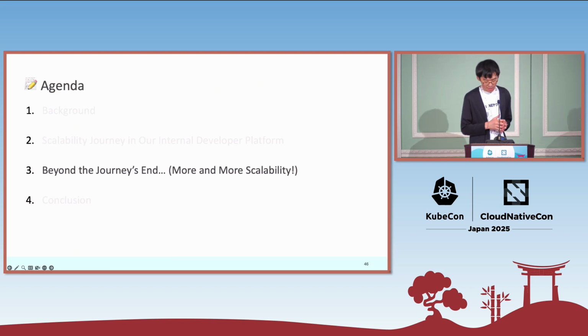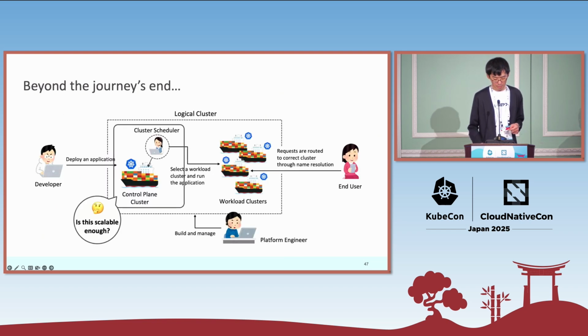Now, in the third section, I'd like to introduce the challenges we are currently facing and how we are approaching them. The challenge we are facing now is the scalability of the control plane cluster. Even in a multi-cluster setup, we cannot increase the number of control plane clusters. So as the platform further grows, this cluster will become a bottleneck.